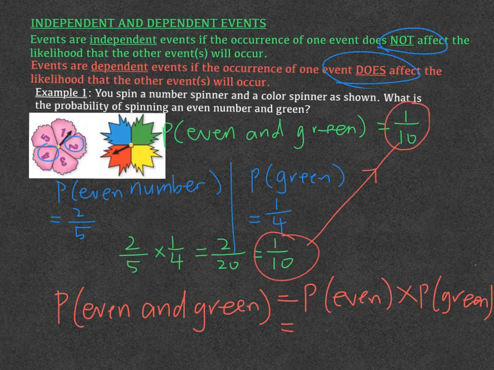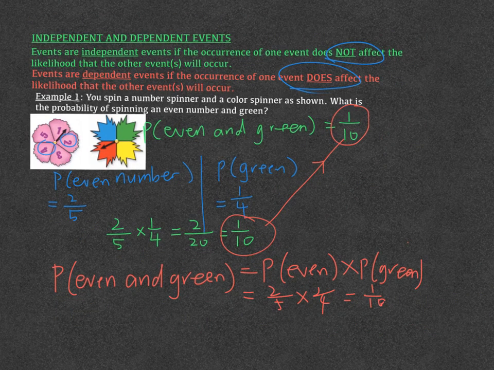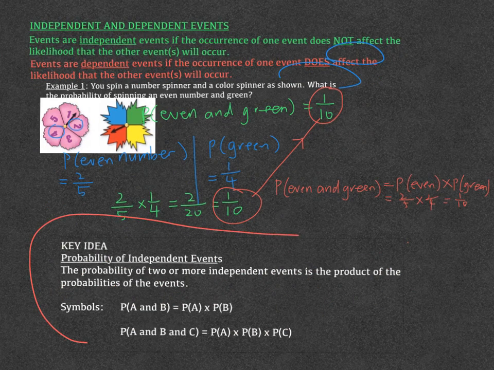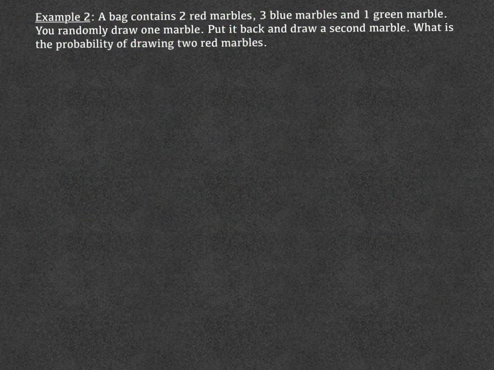So in this case it is 2/5 times 1/4, and you get 1/10. This brings us to our key idea. The probability of 2 or more independent events is the product of the probabilities of the events. In symbols, we write it as probability of A and B is equal to probability of A times probability of B. Probability of A and B and C is equal to the probability of A times probability of B times the probability of C. Now let's look at our second example.